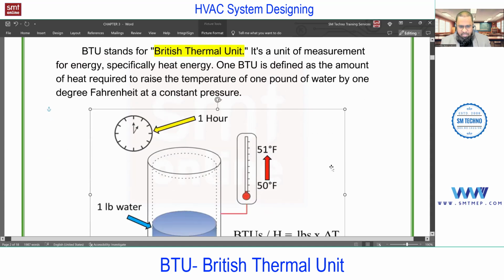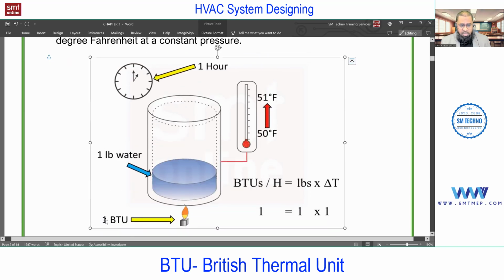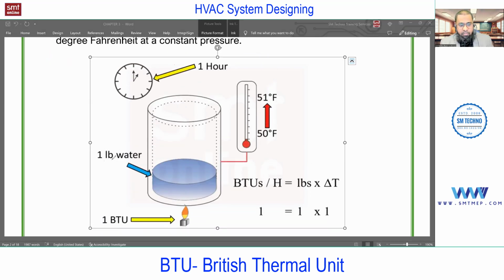So here, this example will help you. This is very simple. 1 pound of water in a container, and initial temperature, say 50 degree Fahrenheit, for example. And after this, I'm going to add the heat. And how much heat? Say 1 BTU. When you add 1 BTU of heat energy in this container of 1 pound of water, what will happen? The temperature will increase from 50 to 51 degree Fahrenheit. So 1 BTU of heat energy is responsible for increasing 1 pound of water by 1 degree Fahrenheit.